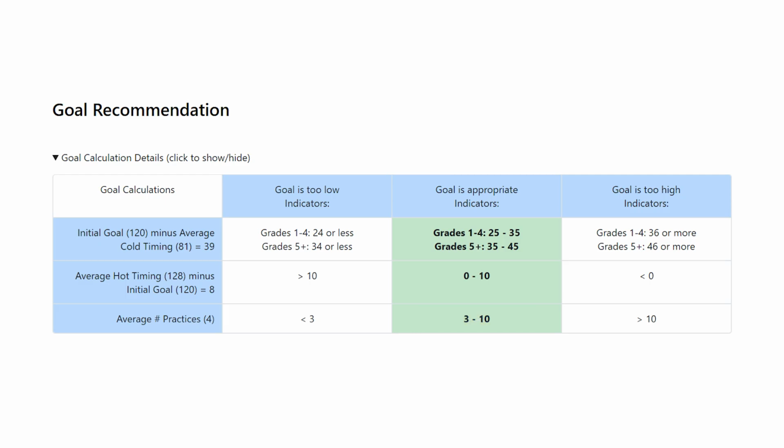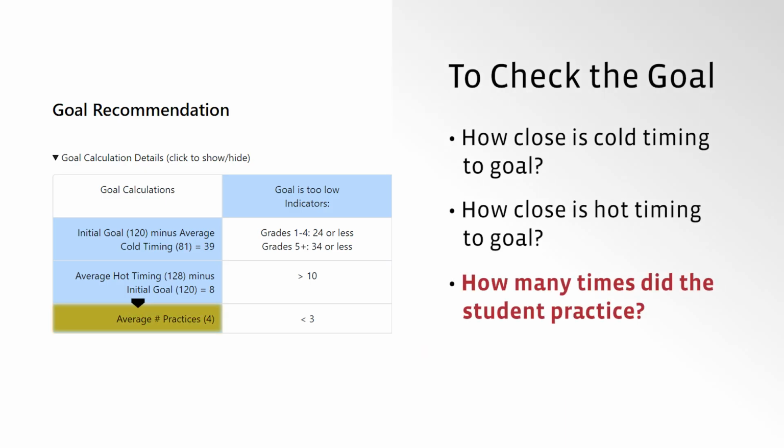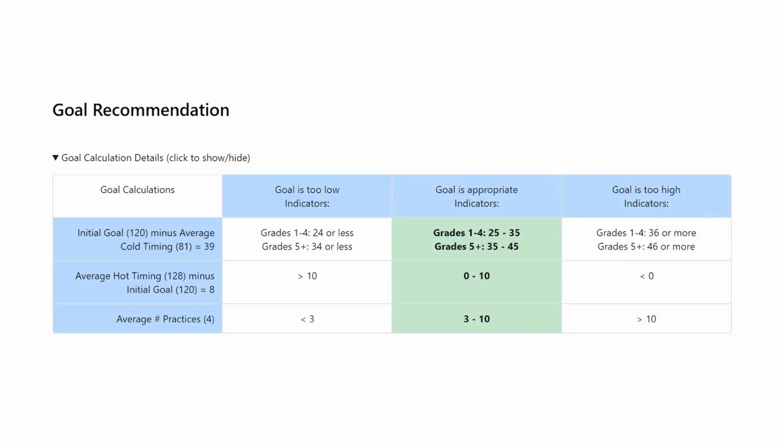Less than that, and it's not challenging enough. More than that might lead to frustration. Cabe's average number of practices falls within the suggested range. Note the number of highlighted cells in each column. All the results indicate the goal is appropriate, so the calculator suggests Cabe should continue working with the same goal.